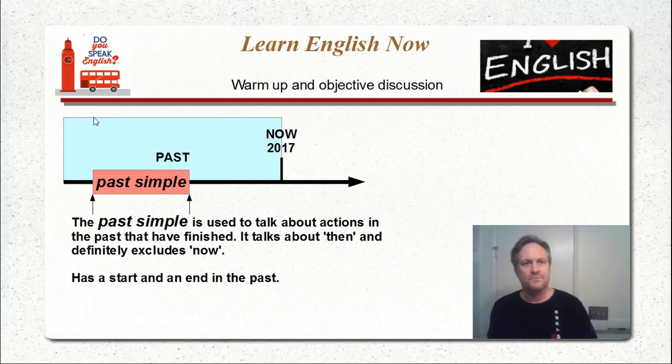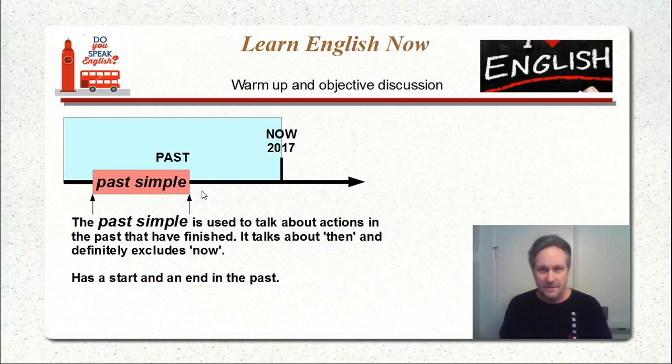Okay, so let's talk about the past simple. Okay, the past simple is used to talk about actions in the past that have finished. They're done. It talks about then, and it doesn't have anything to do with now. You can see on this timeline. Look, this red box right here. This is the past simple. This is some point in the past it started and some point in the past it ended. It doesn't include now. There's no now there. It has a start and it has an end in the past. Okay? So, great. I think that's pretty clear.